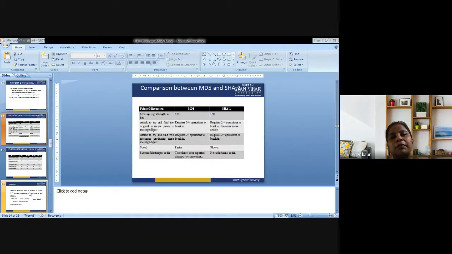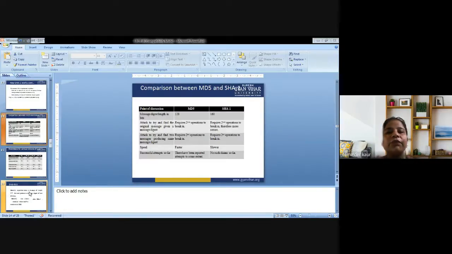Next is the comparison between MD5 and SHA. There are various points of discussion on the basis of which we can make a distinction between MD5 and SHA. First is message digest length in bits. In MD5 it is 128, on the other hand in SHA it is 160 bits. This is the first comparison. Second is the attack to try and find the original message given the message digest. In MD5 it requires 2 raised to power 128 operations to break, and in SHA-1 it requires 2 raised to power 160 operations to break, therefore more secure.